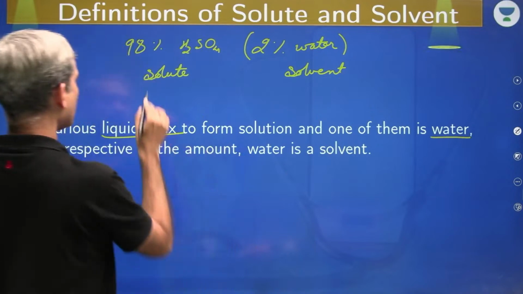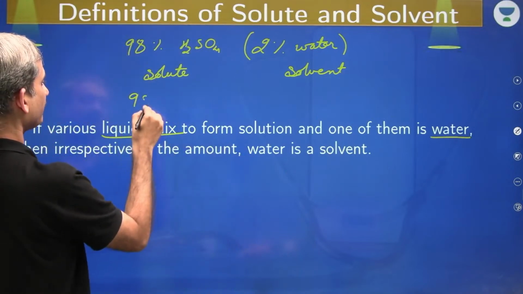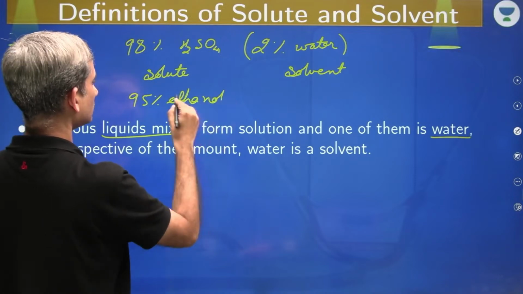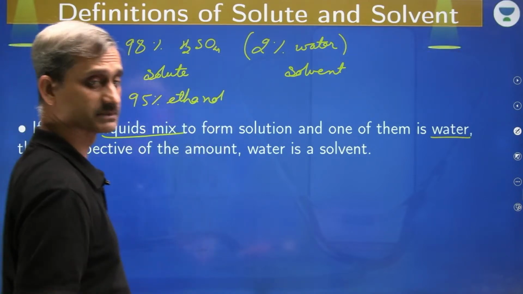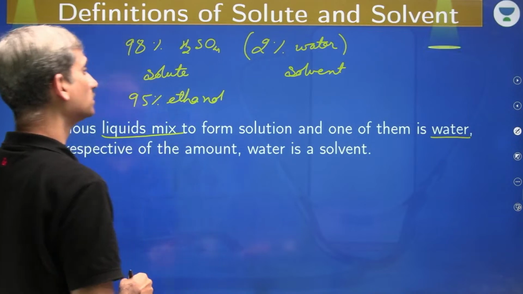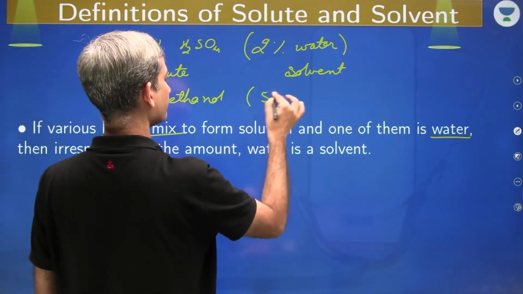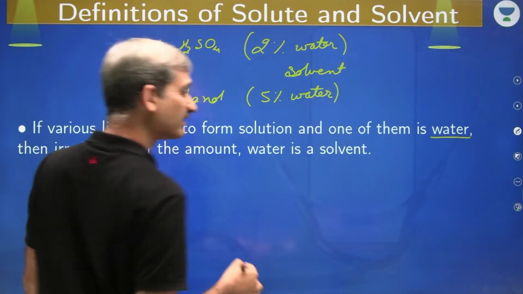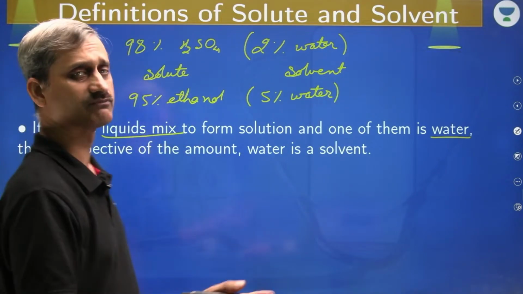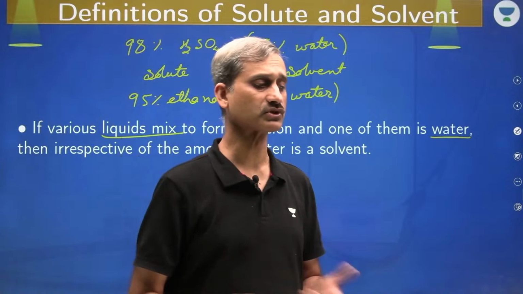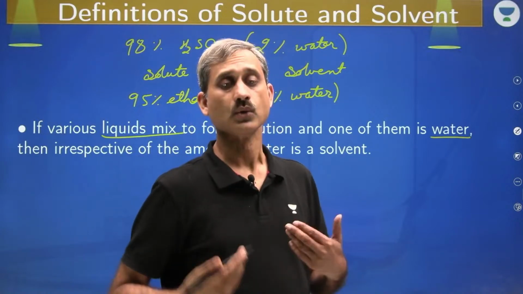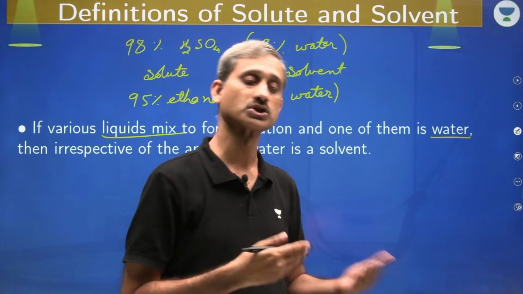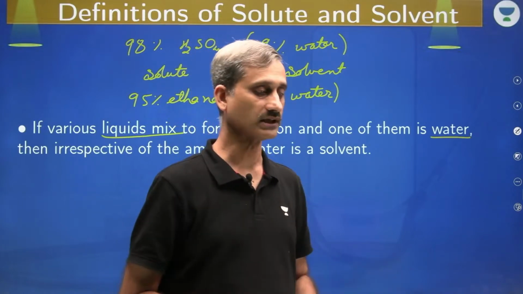In the same manner, I can have something like 95% ethanol, the rectified spirit. It is 95% ethanol and contains just 5% water. But we never say this solution has 5% water. We always say it is 95% ethanol. That is, we are taking ethanol to be the solute and water to be the solvent, although water is in a lesser amount.